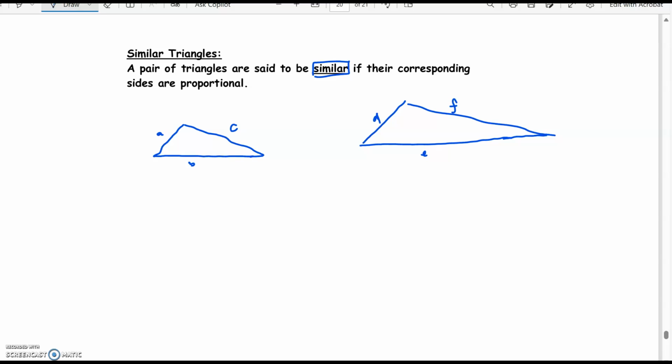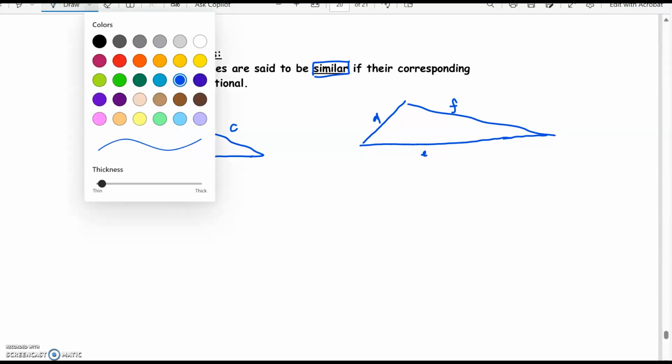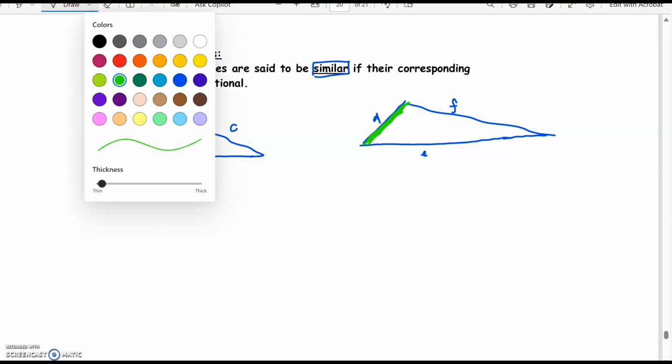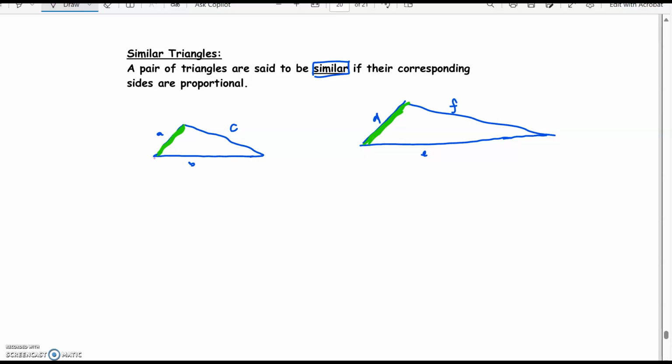Let's define that. First, let's understand what corresponding sides are. So when you see this side, notice that it corresponds to this side of the larger triangle. Both are sitting on the base, so the bases correspond. Let's just use a different color. So let's say we have the pink base. It corresponds to the pink base here. So these are called corresponding sides of the triangle.